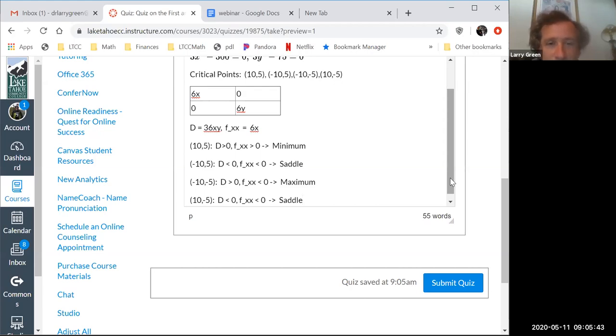So at this point, again, there's just 4 things. If D is greater than 0, then you either have a max or min. It's a min if f_xx is greater than 0. It's a max if f_xx is less than 0. If D is less than 0, you always have a saddle, no matter what f_xx is. And if D equals 0, you know nothing. So in that case, you need to do further investigation. That's all I can tell you. There are other ways of doing it, but we're not going that far.